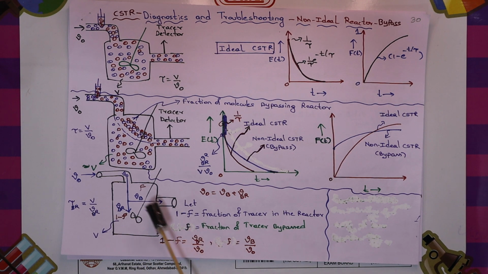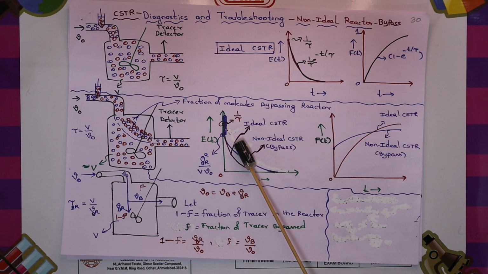You can see how we have got these values: during the tracer curve experiments we can find out how much is bypassed and how much is going through the reactor. So F is the fraction of the stream that is bypassed, which is the bypass volumetric flow rate divided by the total volumetric flow rate, and 1 minus F is the fraction that goes through the reactor, which is the volumetric flow rate through the reactor divided by the total volumetric flow rate. So F and 1 minus F. And finally, if that is the case, we need to prove that.